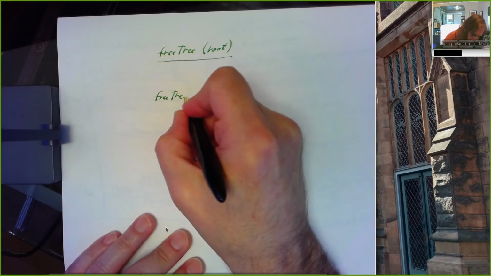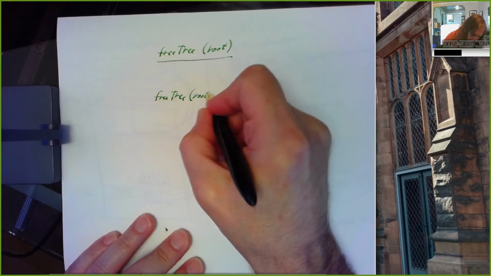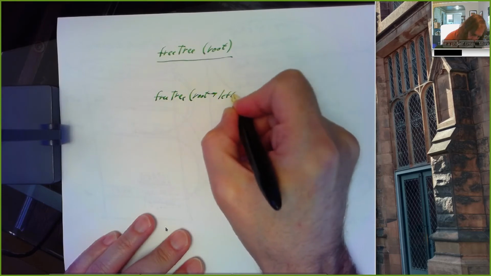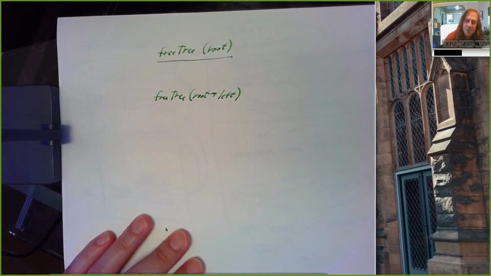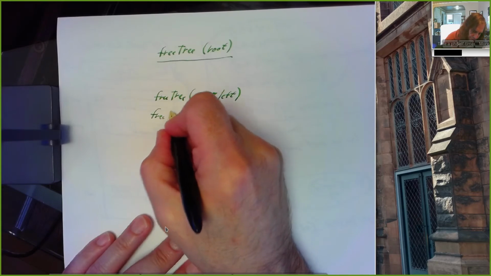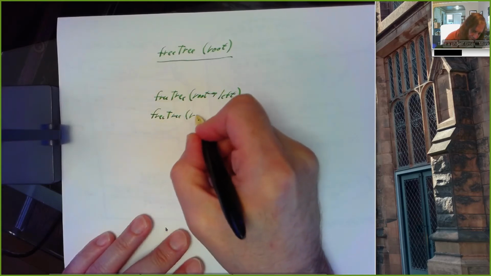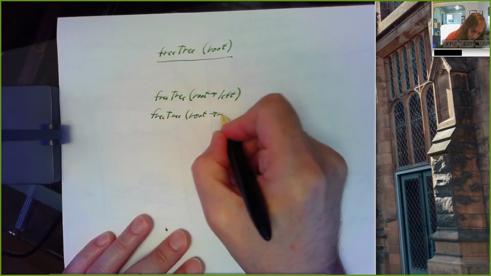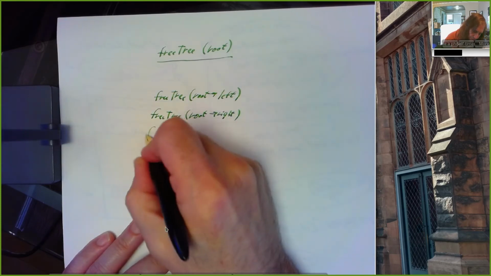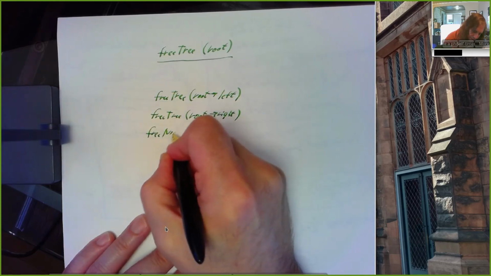Well, if we think about this recursively, all we got to do is free the left subtree, and then free the right subtree, and then free the actual root node.